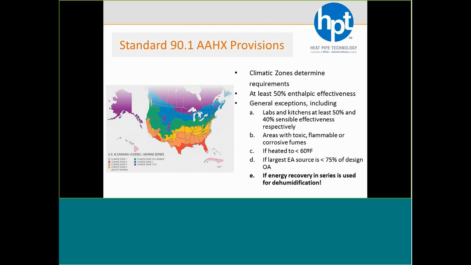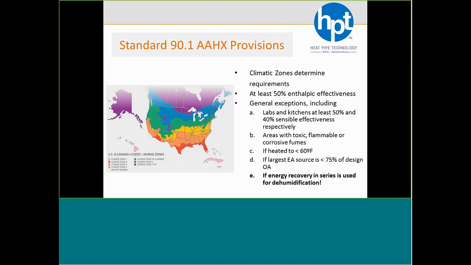So one application where it can be immediately used, and it's very often used, is to meet energy code or building code. So 90.1 is going to tell you that depending on where you are in the country or what climate zone you're in, and depending on how much outside air you're bringing in and what percentage of your total airflow is outside air, you have to have energy recovery that's able to recover at least half of the total enthalpy that's available.